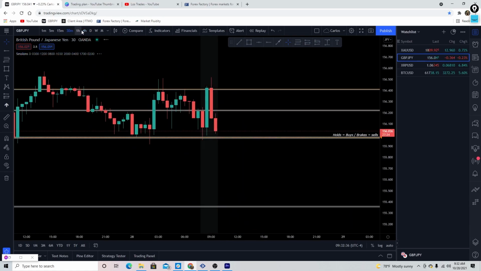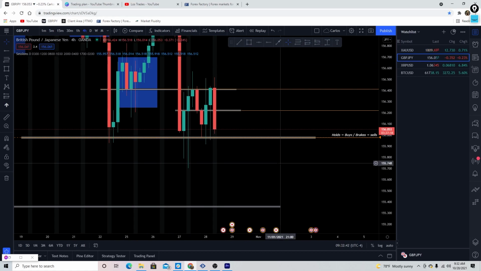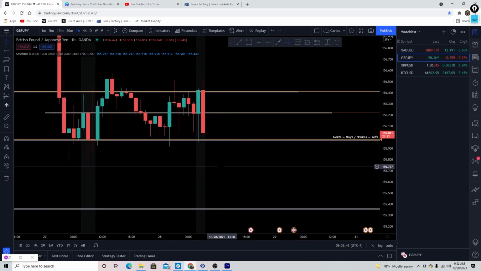So it's either we're rejecting this zone right here and coming right back up, or we're coming straight down, right? But we just have to wait. At this point, we just have to wait.